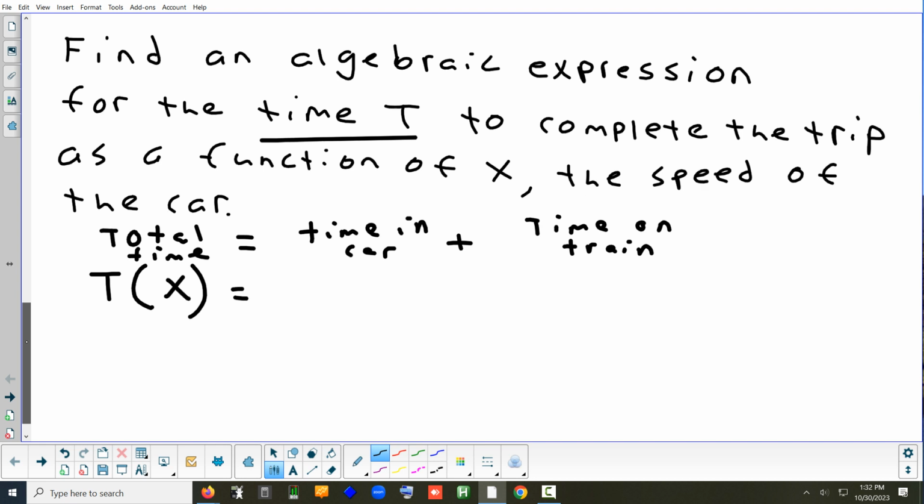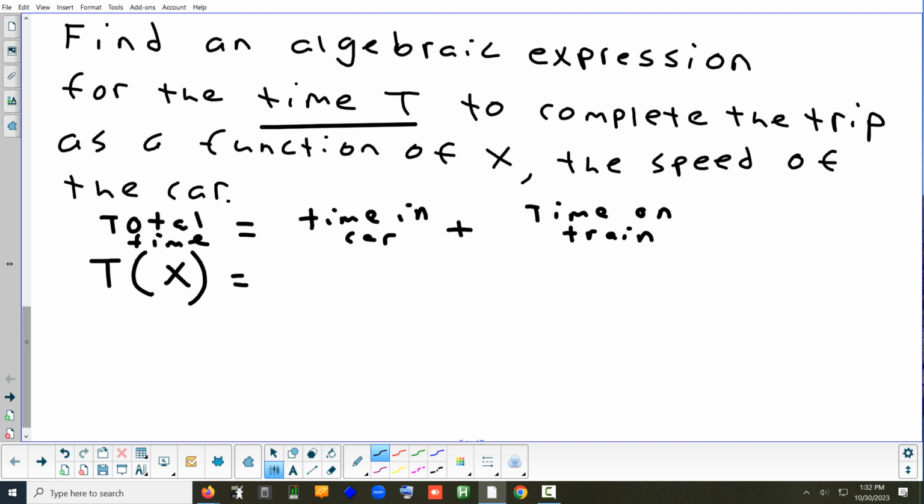Okay. What's the formula that we have that relates distance, rate, and time? D equals RT. And now, since I'm dealing with time, let's solve it for time. What would time equal? Distance over the rate.